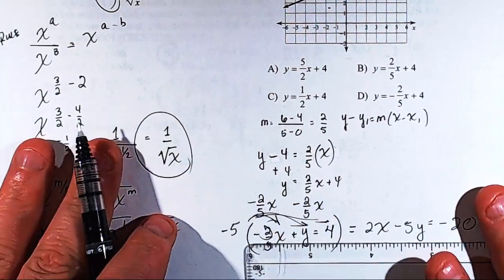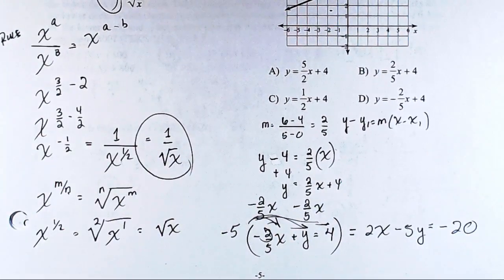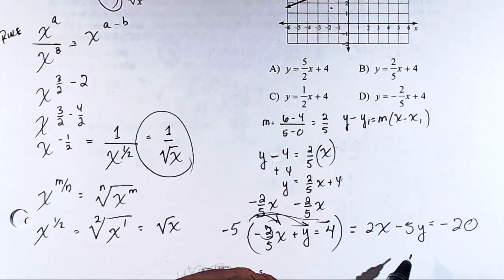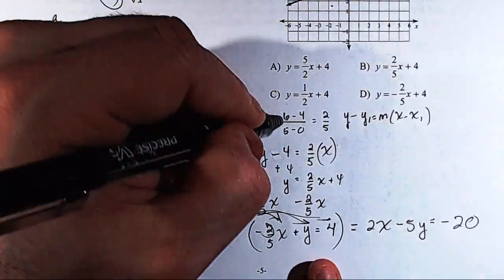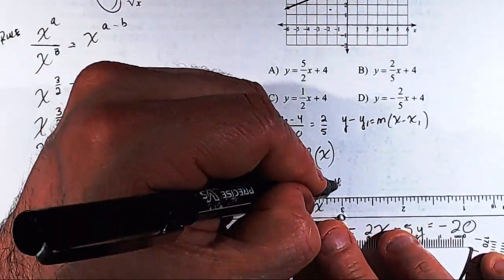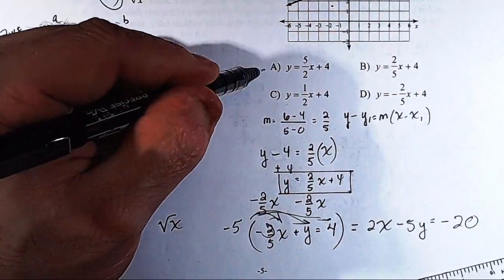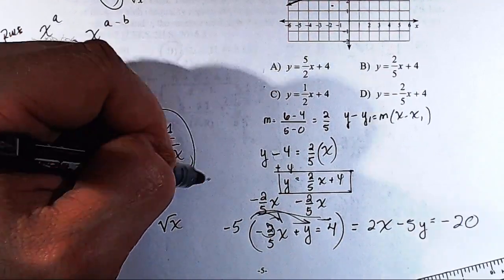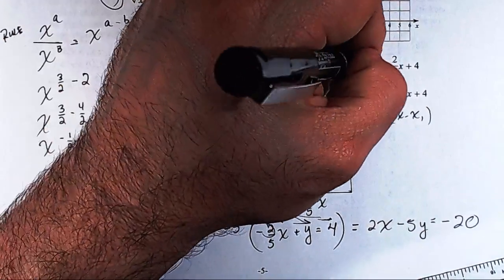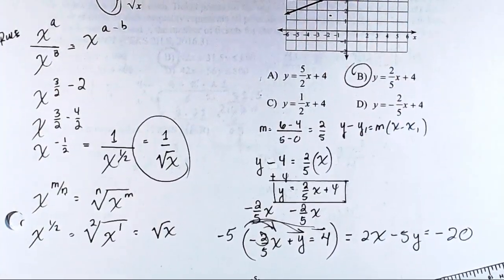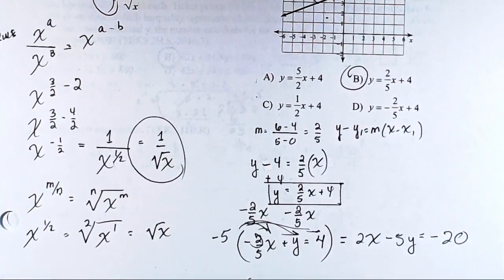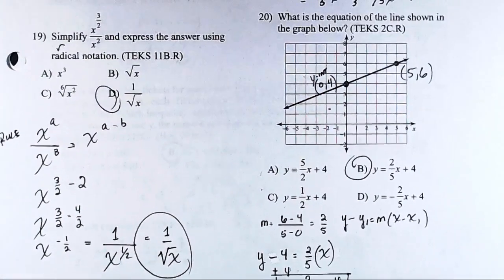Some of you are probably looking at me thinking, why didn't you just stop there? I thought we had to convert to standard form. So we were done, actually, when we got here. Because if I'm looking at my answer, I see they're all in slope-intercept. So I'm just looking for 2/5 x plus 4. It's B. Call it a day there. Sorry about that. Extra work never hurt anybody. It's just extra practice. So that is number 20.